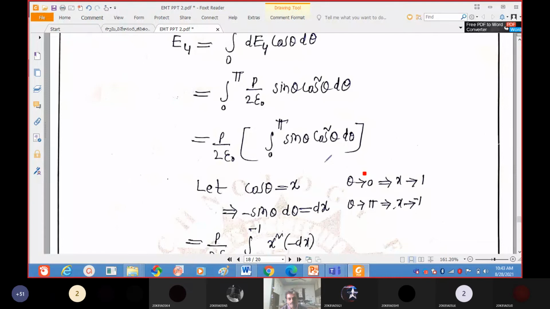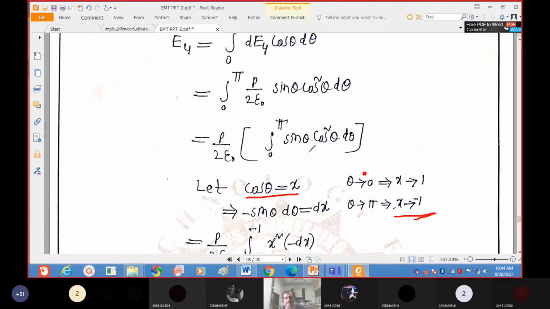For simplifying this equation, let us take cos theta equal to x. So the limits also we have to change. For the lower limit, theta equals 0, x is cos 0, which is 1. Now theta equal to pi, so what is the upper limit? Cos pi is equal to -1, so x is equal to -1.